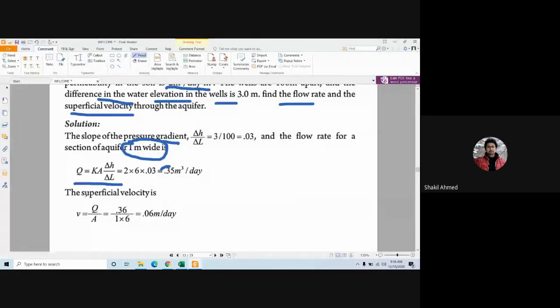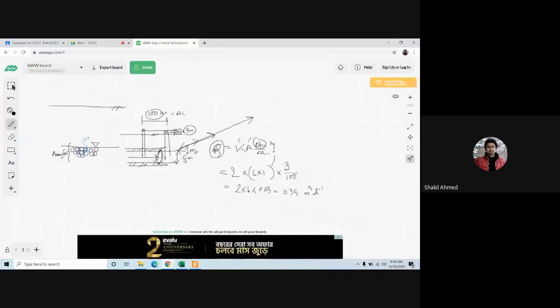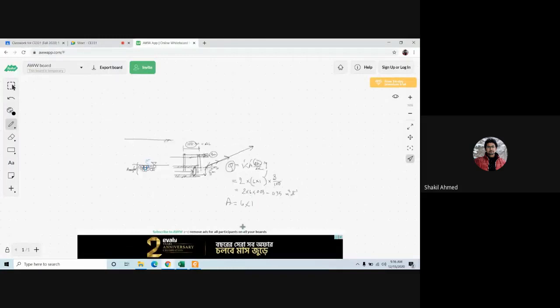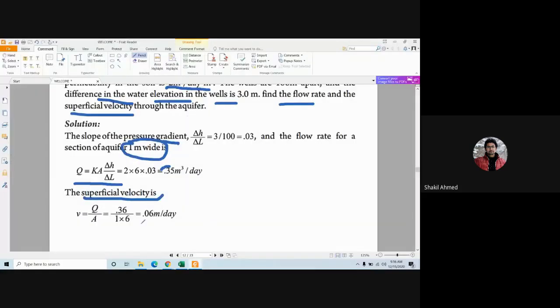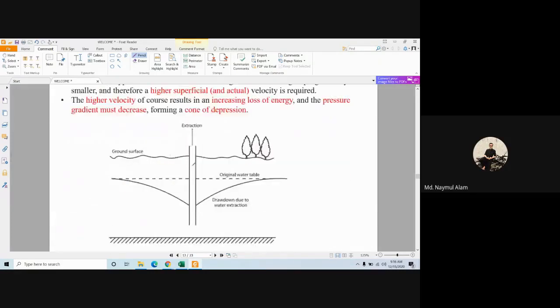So superficial velocity is easy, you know the Q, you know the area is 6 into 1. So superficial velocity is v equals Q by area, so 0.35, or 0.36, let's say 0.35 whatever it is, divided by 6. Clear? Yes, sir. Okay.